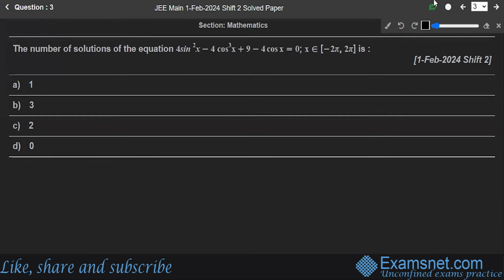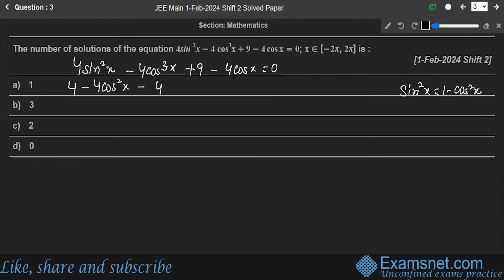Question number 3: the number of solutions for the equation 4 sine square x minus 4 cos cube x plus 9 minus 4 cos x is equal to 0, where x is lying between minus 5 by 2 to 5 by 2. Let's write down the equation, 4 sine square x minus 4 cos cube x plus 9 minus 4 cos x is equal to 0. Sine square x is 1 minus cos square x, so I will write it as 4 minus 4 cos square x minus 4 cos cube x plus 9 minus 4 cos x is equal to 0.